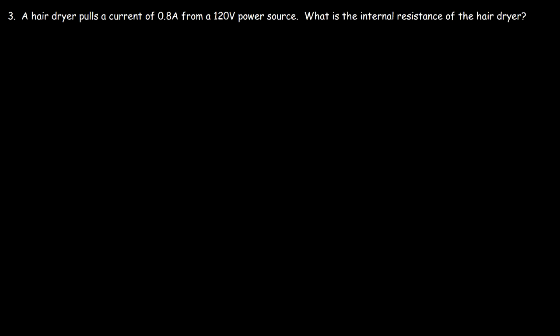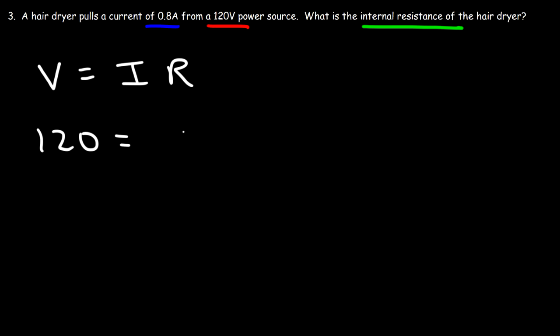Number 3. A hair dryer pulls a current of 0.8 amps from a 120-volt power source. What is the internal resistance of the hair dryer? So let's go directly to the formula, V equals IR. We have the voltage, 120 volts, we have the current, 0.8 amps, and our goal is to solve for R, the internal resistance of the hairdryer. So V is 120, the current is 0.8, and let's calculate R.